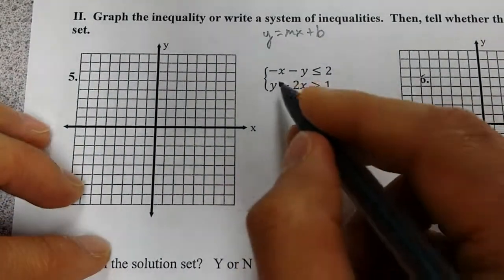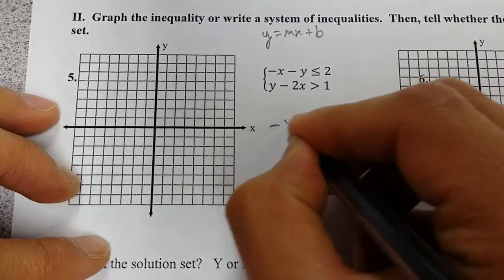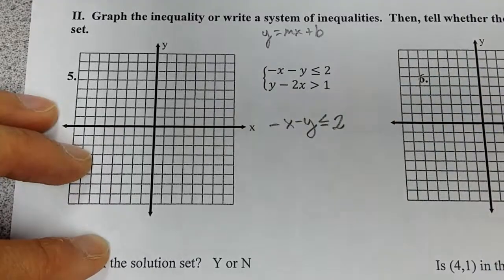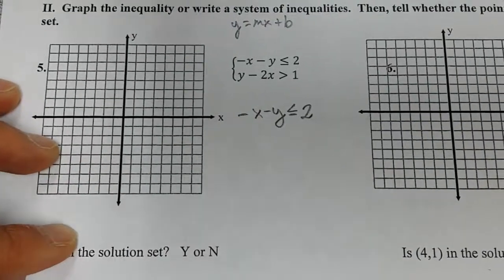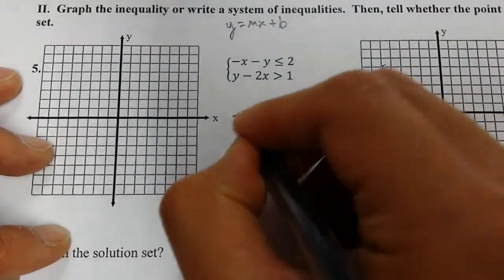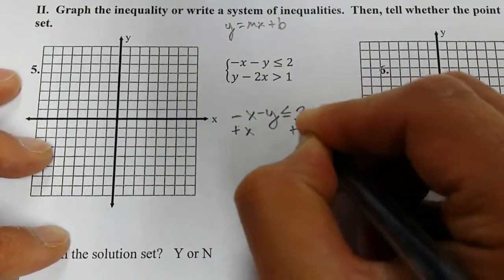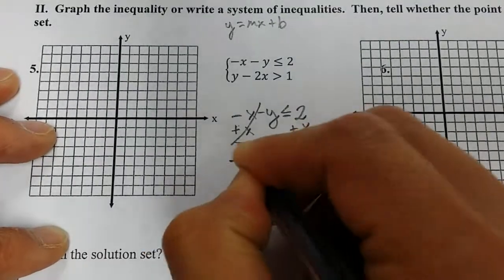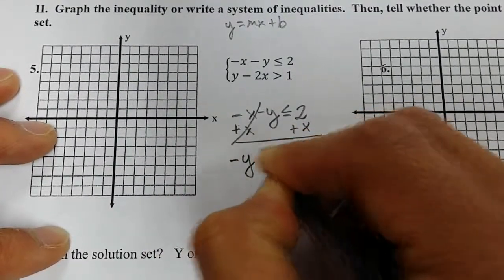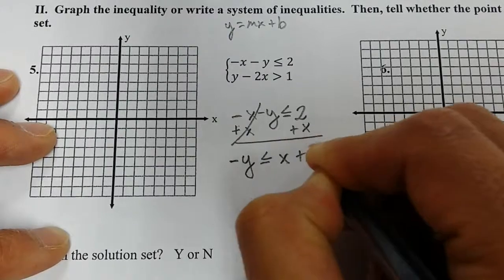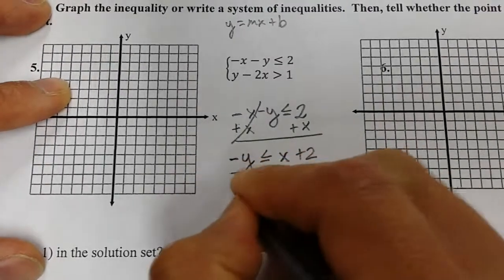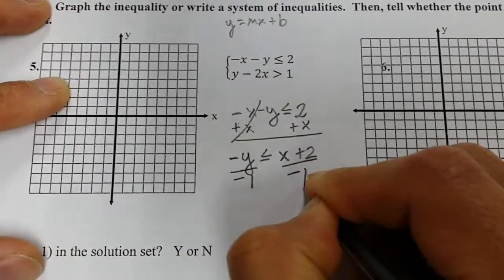So let's look at the first equation. You have negative x minus y is less than or equal to 2. To get y by itself here, first add x to both sides. The x's cancel out. You get negative y is less than or equal to x plus 2. Now we don't want negative y, we want positive y. So we have to divide both sides by negative 1.